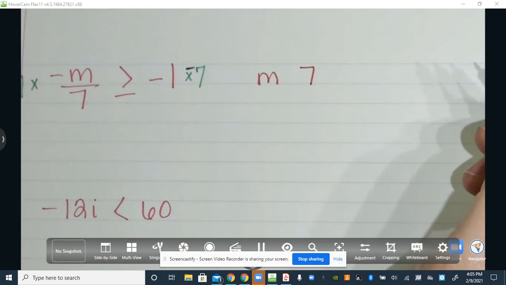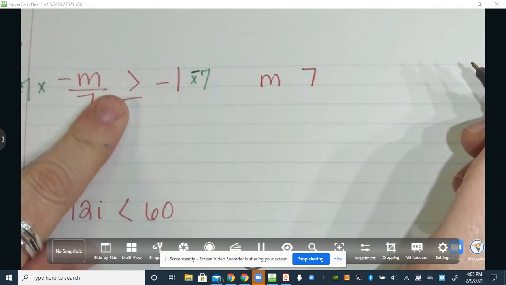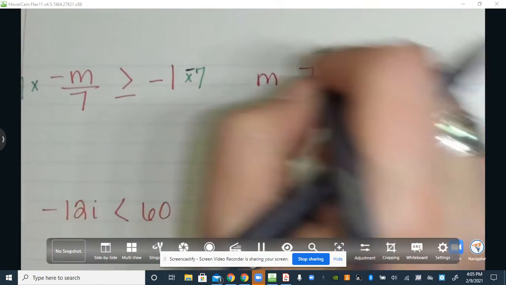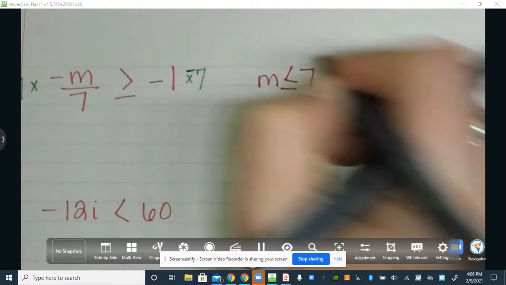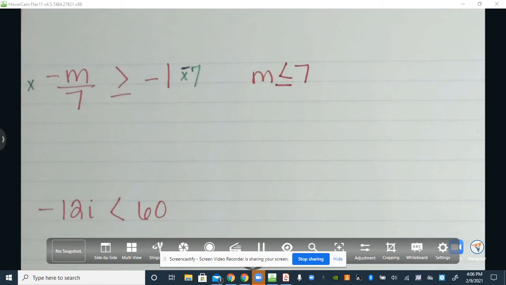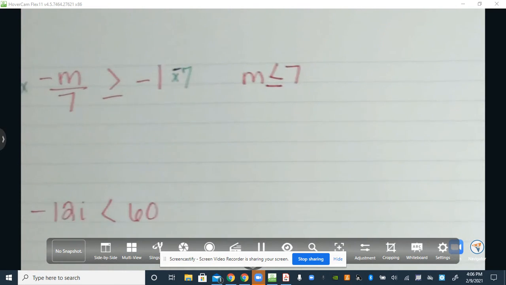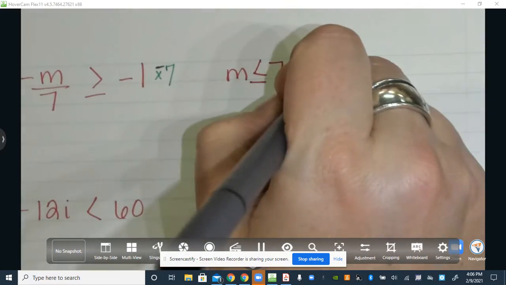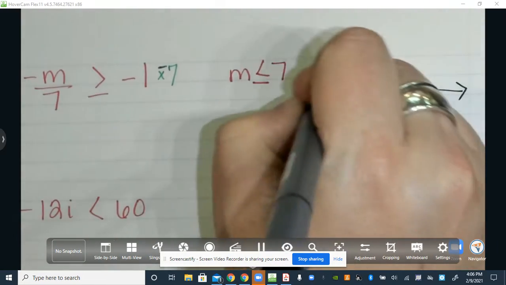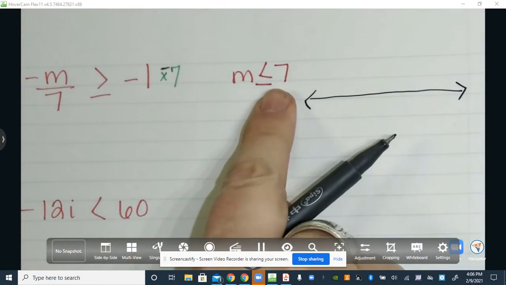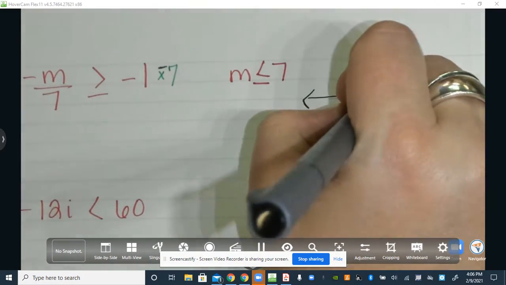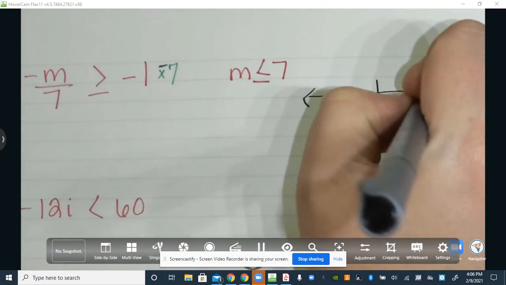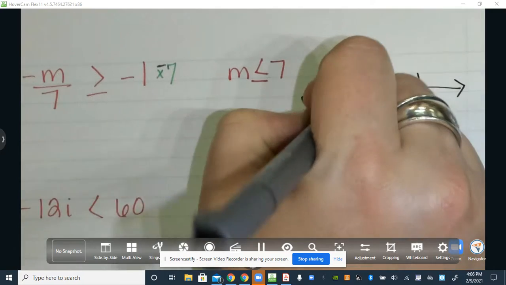Okay, now I need to flip my sign, so my mouth needs to face the other direction. So it will look like this. Okay, so it would be m is less than or equal to positive 7. And how I would graph that is I start off with a blank number line. I need that number somewhere on it, so I'm going to put 7. I always go one above and one below.